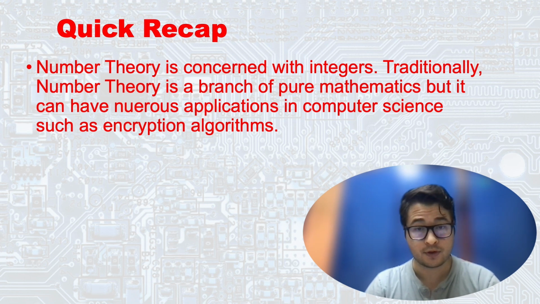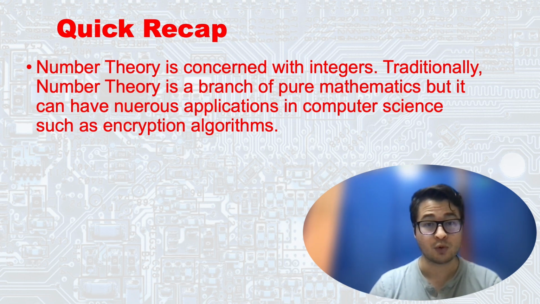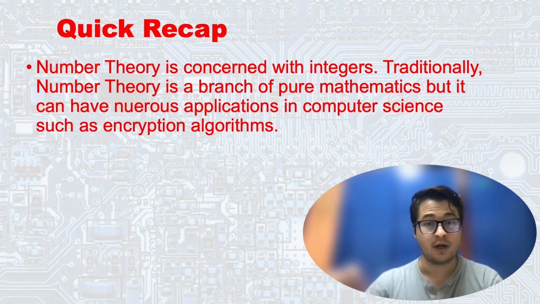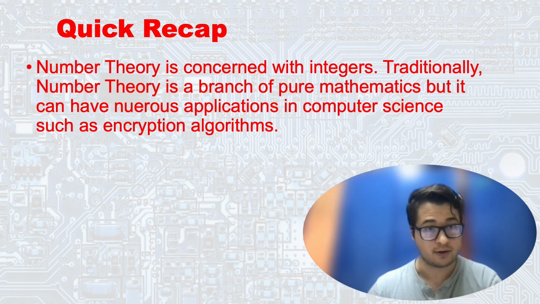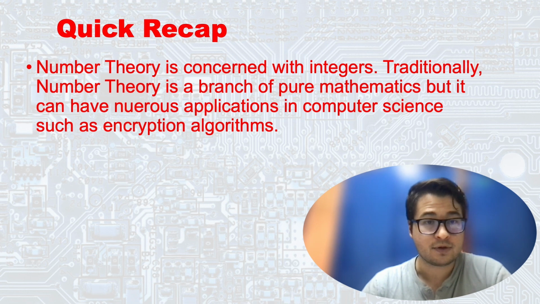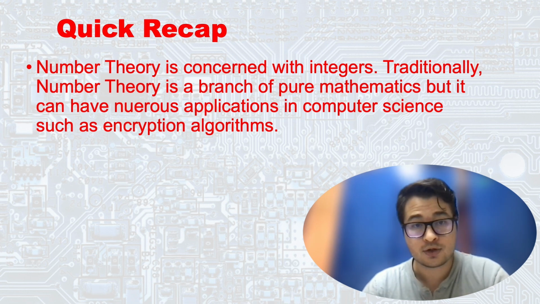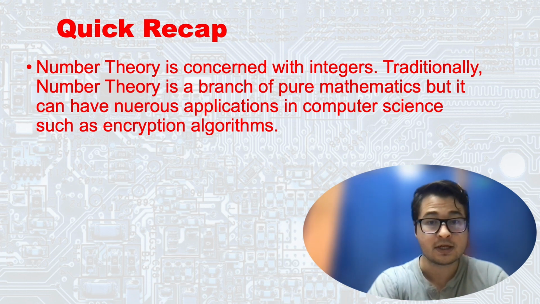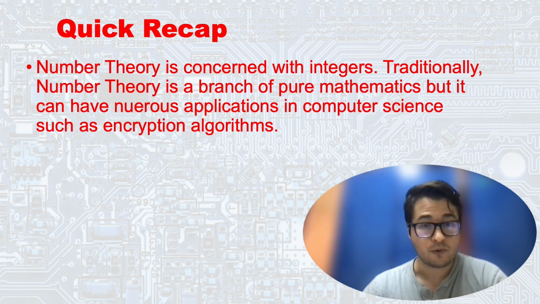You have to know that number theory is concerned with integers. Integers are numbers without a decimal portion. For instance, the number pi is not an integer. Why? Because it has a portion of decimals: 1, 4, 1, 5, etc. The square root of 2 is not an integer, but negative 1, 0, 1, those are integers. So you can go from negative infinity up to positive infinity with these integers.